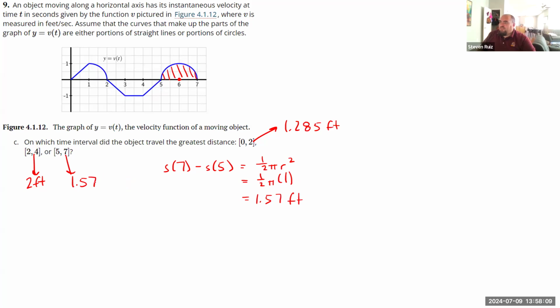So over which interval did I travel the greatest distance? It looks like that was the middle interval from 2 to 4. So when the object was actually moving back.